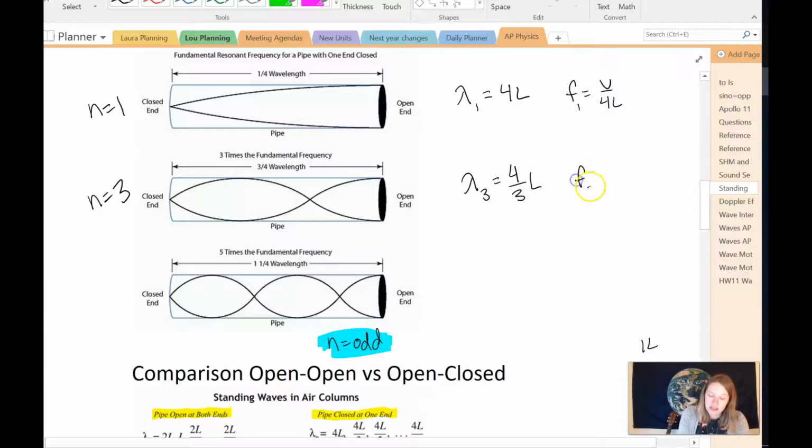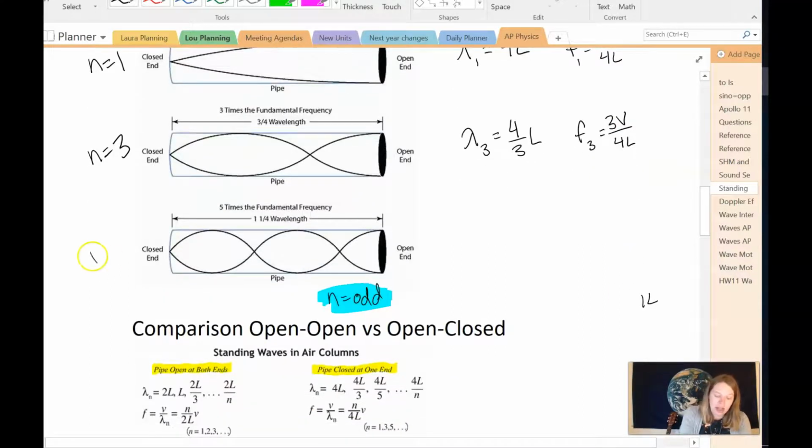And so the frequency of this would be 3V over 4L. And if we look at the next overtone, we can see that 5 fundamentals, 5/4 wavelengths fit in. So we would need 4/5 of the tube, because we have a whole one right here. So 4/5 of the tube make a wavelength, and the frequency of that is 5V over 4L.